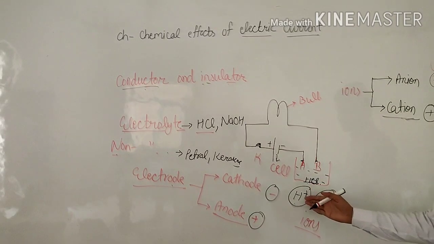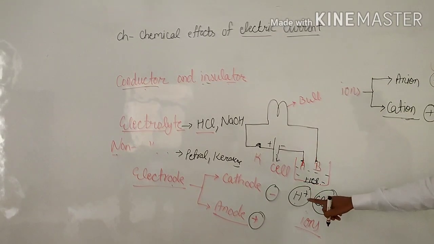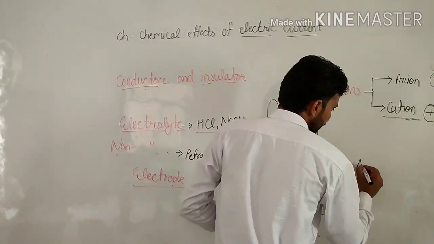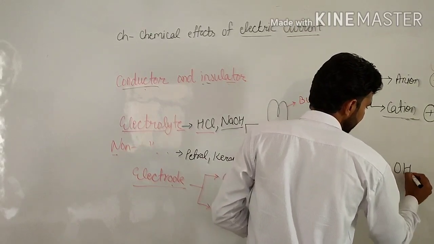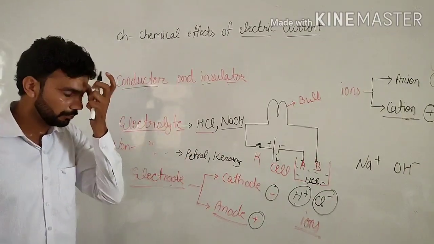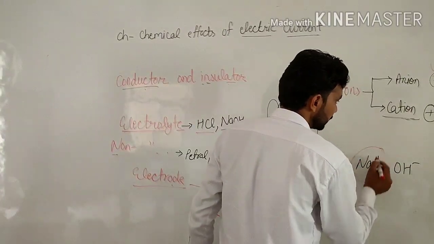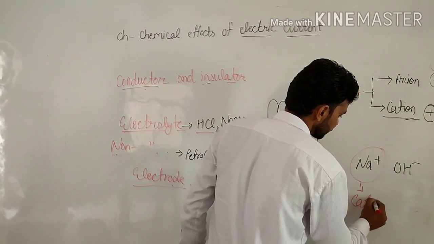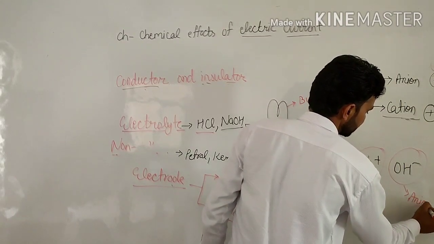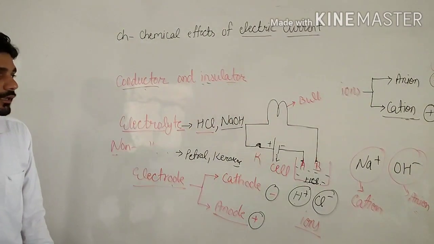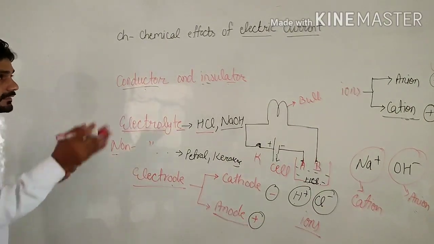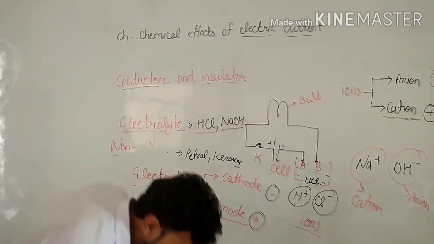In this HCl, H positive and Cl negative will form. So H positive is the cation and Cl negative is the anion. Similarly in NaOH, Na positive and OH negative will form. So this positively charged ion is known as cation, and this negatively charged ion is known as anion. So the positively charged ions are known as cation and the negatively charged ions are known as anion. These are the basic terms which we will read in this chapter.